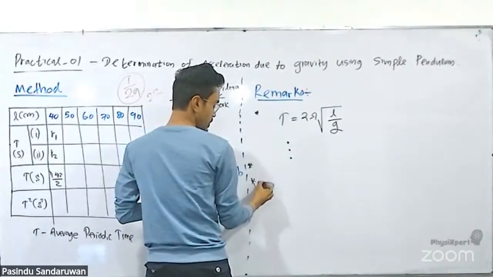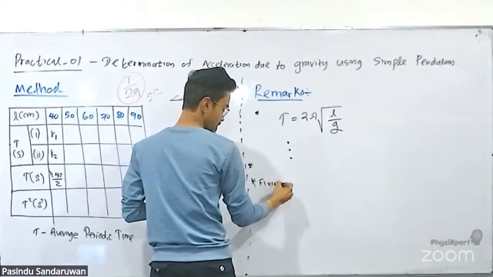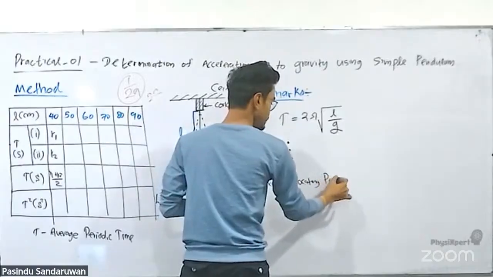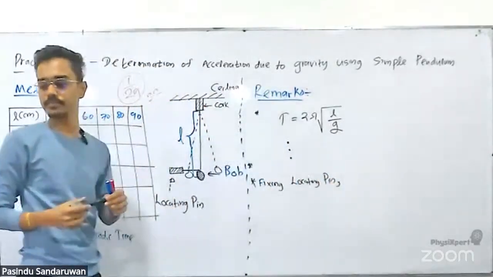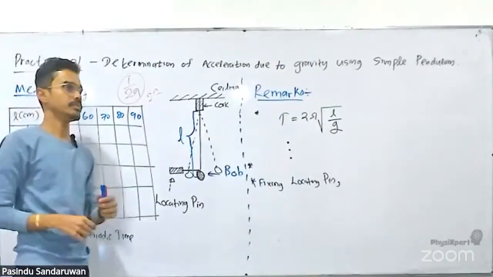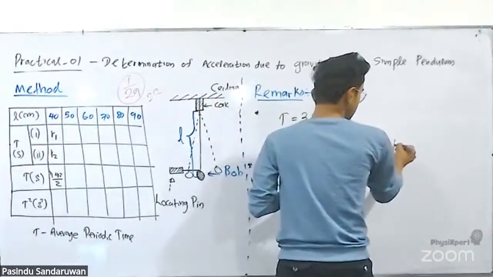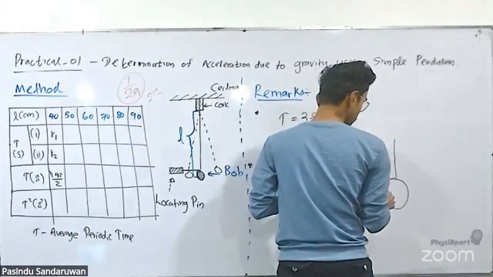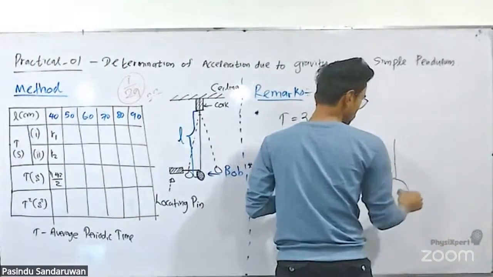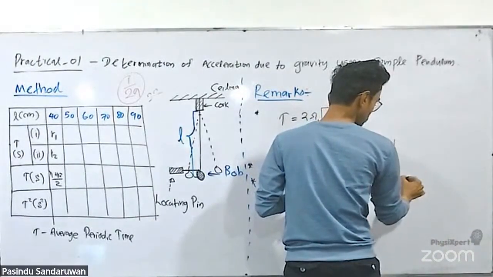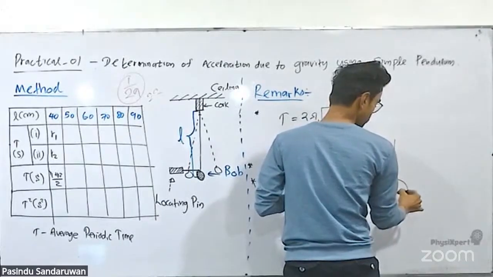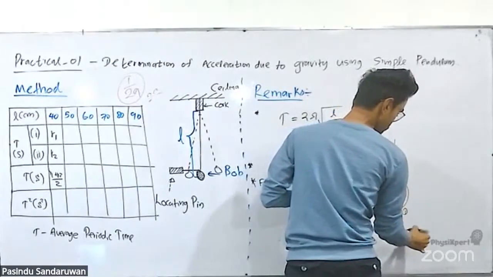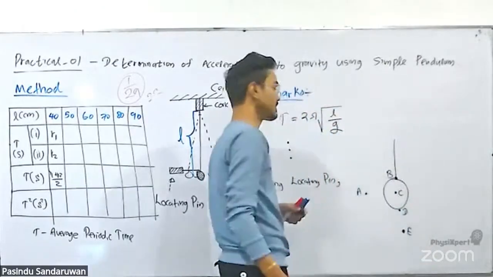As the next point, write down: fixing the locating pin. Now this is a magnified view of the bob. Say A, B, C, D, E. We have some points like this.